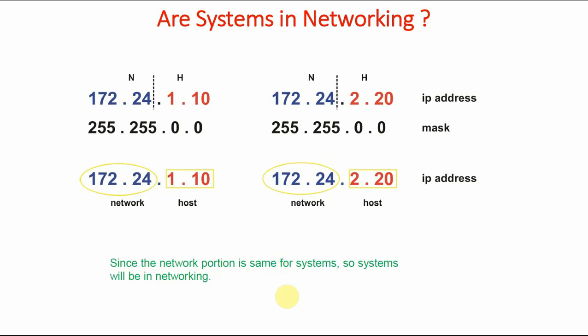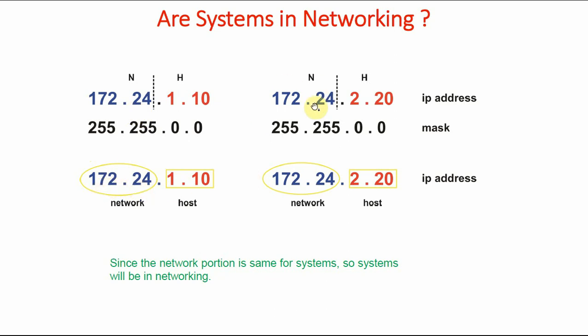Let us take another example. Now we have got this address 172.24.1.10 and another address 172.24.2.20, and we are using the mask 255.255.0.0 in both the cases. Now what is going to be the network number? Because 2 times 255 means the first 2 octets are your network number. In this case it is 172.24.